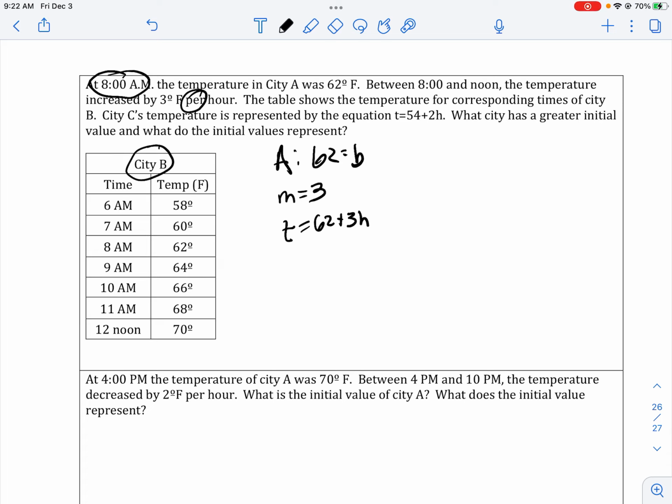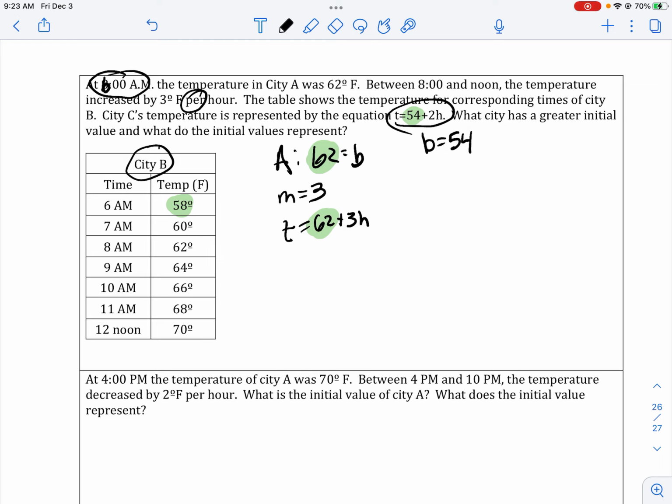The table for city B and city C is this equation right there, which has a greater initial value. So of my equation, my initial value is 54, right there. City A, my initial value, my first measurement, is 62. And then city B, we're going to change this to 6 a.m. because that's what the table says. So table or city B's initial value is 58.